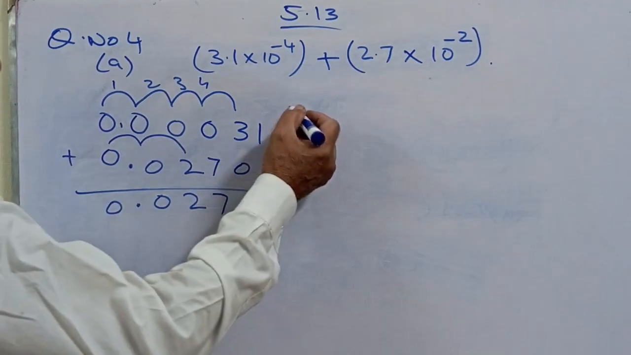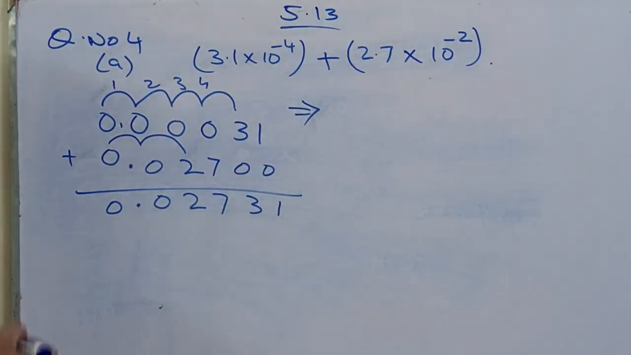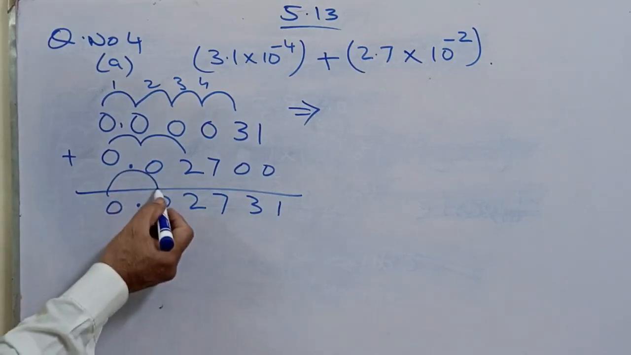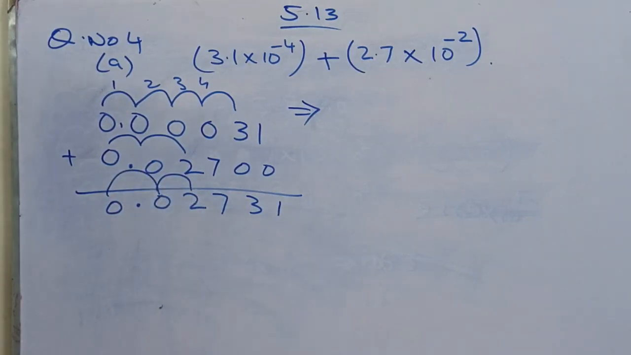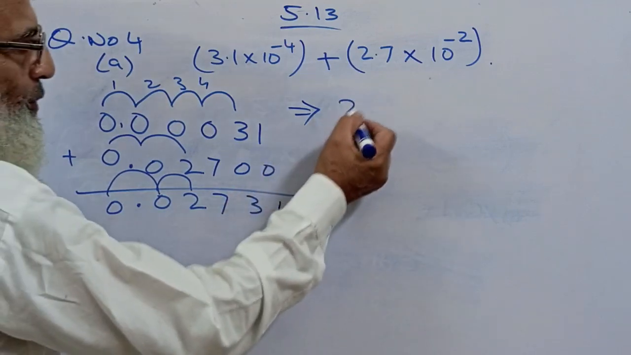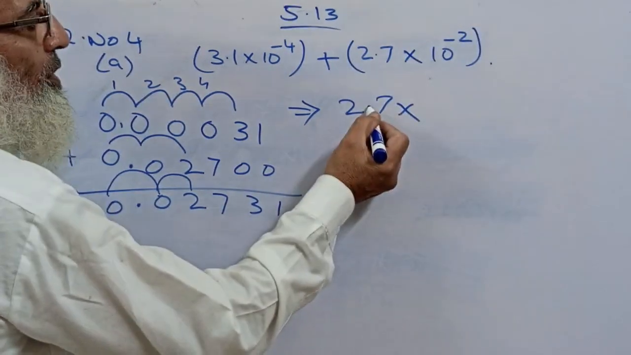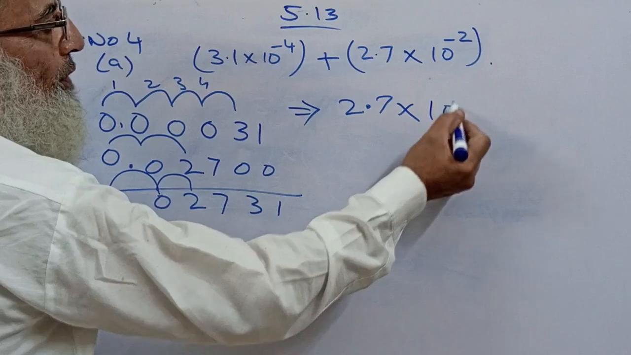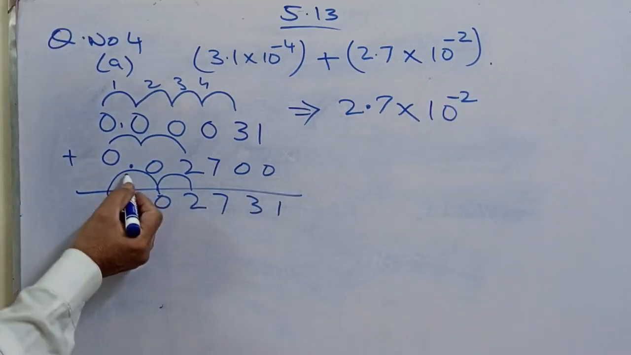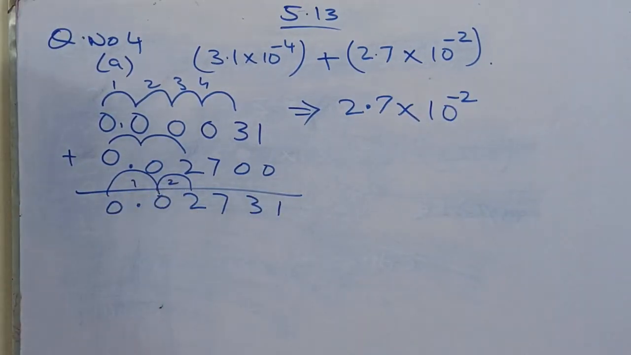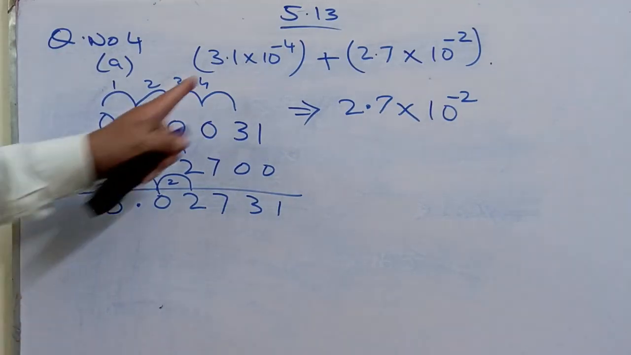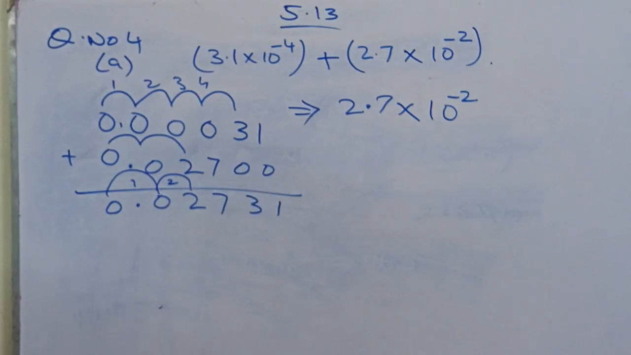Now I will convert this into the standard form. It is very easy, and you see that one place and two places. It will become 2.7 into 10 raised to power minus 2. So you see how the questions are carried out in addition and subtraction.